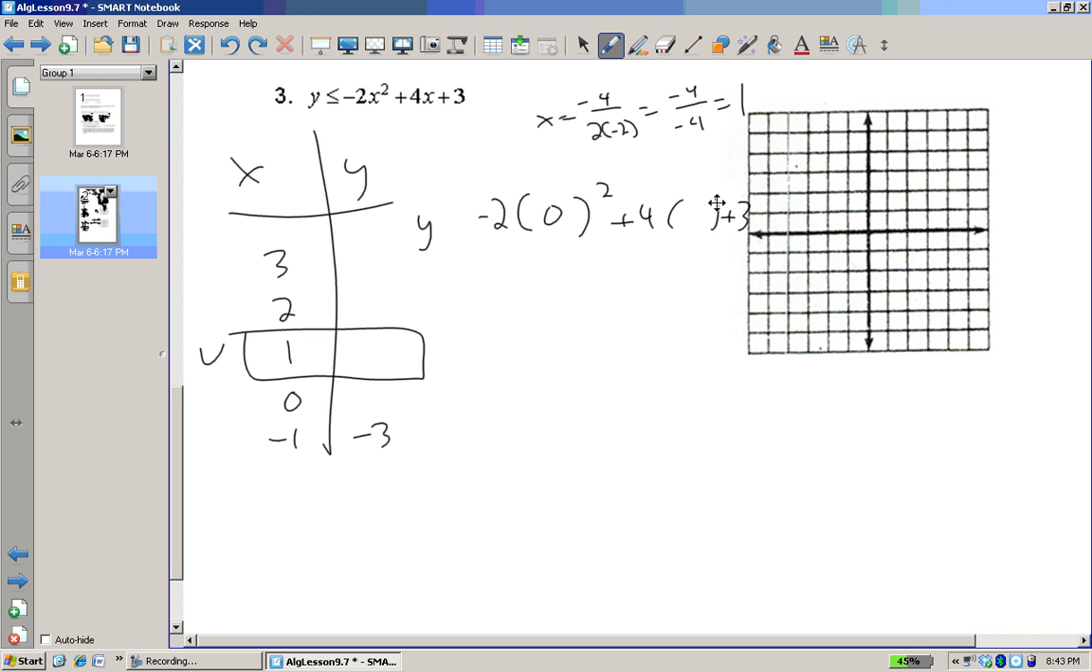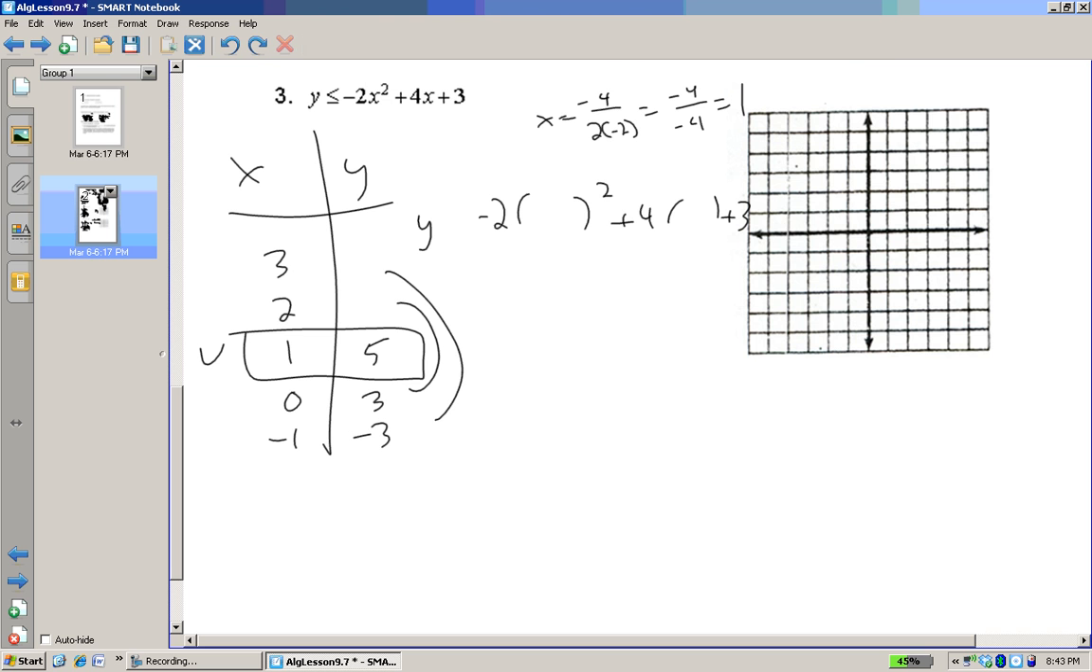Plug in 0. I love plugging in 0. That's 0. That's 0. Plus 3 is 3. Plug in 1. 1 squared is 1, times negative 2 is negative 2. 4 times 1 is 4, plus 3. Negative 2 plus 4 is 2, plus 3 is 5. And if everything goes according to plan, we should have symmetry. 2, it should be 3. That's the next point, if we've done this correctly. So this should be 3, this should be negative 3, if I've found the vertex correctly and I've plugged everything in correctly.